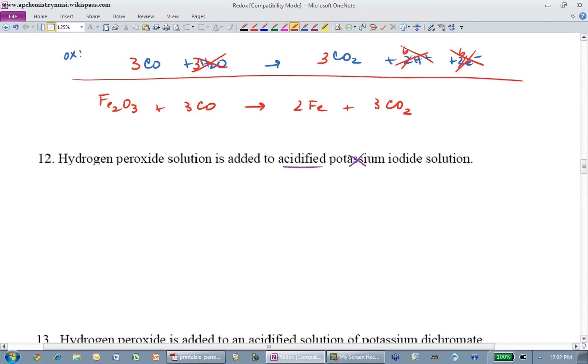I feel a sneeze coming on, I'm warning you. Hydrogen peroxide solution, H2O2, is going to make oxygen and water. Well, it's going to make water. So let's go to water.